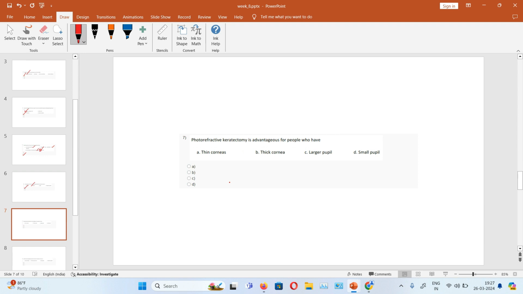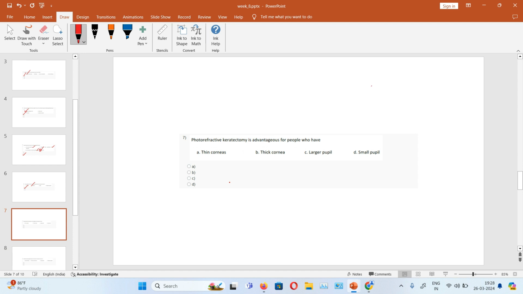Photorefractive keratectomy is advantageous for people who have thin corneas, thick corneas, larger people, small people. What is the photorefractive PRK method?